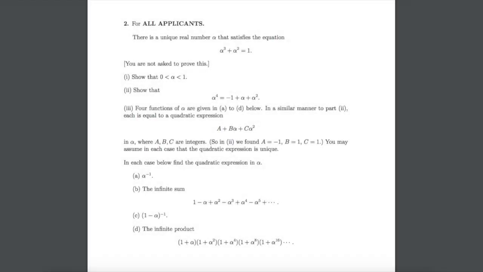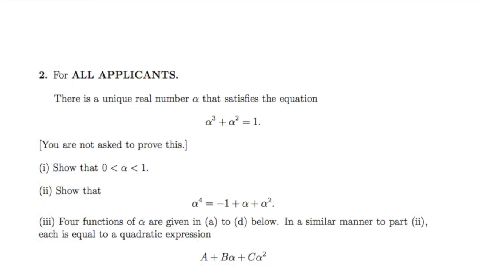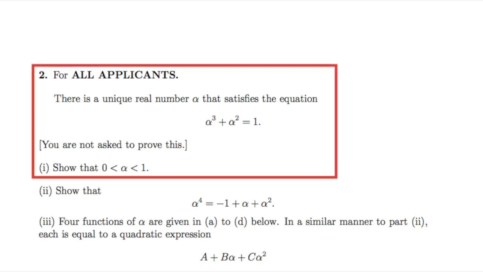Hey guys, today we're going to look at the whole of question 2 from the 2017 MAT exam. This is a long question with quite a few parts to it, and we're going to work through all of it step by step. The question tells us that there exists a unique real number alpha that satisfies the equation alpha cubed plus alpha squared equals 1. And for part I, we need to show that alpha is between 0 and 1.